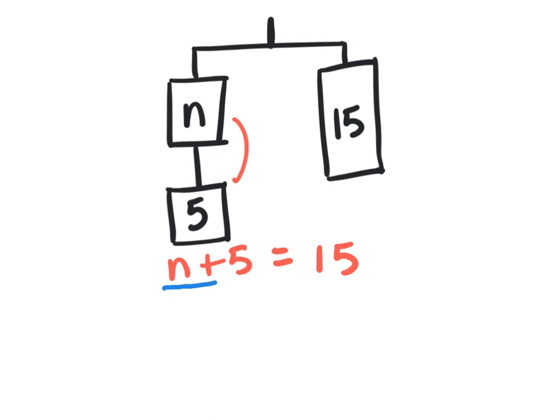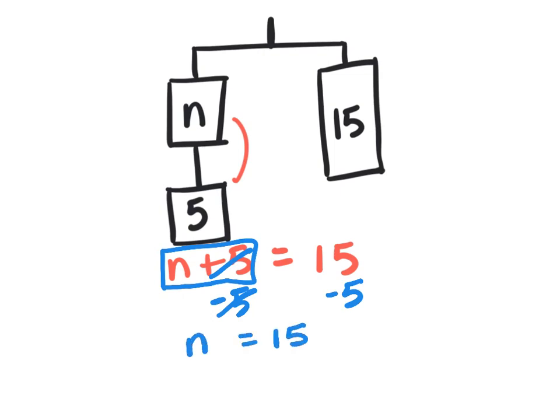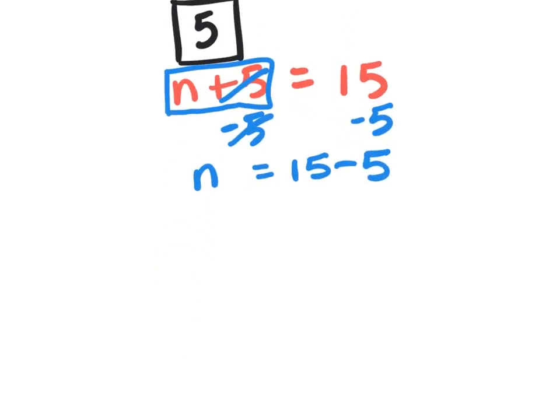So I'm looking, where is my variable? What operation is being used? And I'm going to use the opposite one. So subtract 5, which means on the other side I also subtract 5. 5 minus 5 is nothing. I'm left with n is equal to 15 minus 5. N equals 10.